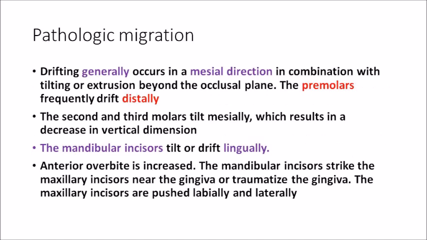The drifting usually occurs in a mesial direction. We all know this. When the tooth is erupting also, the eruptive force is mostly in a mesial direction. When there is a missing 6, you have seen the 7 extruding and mesially migrating into the space. But the premolars frequently drift distally, right? The second and the third molars tilt mesially, and this also results in a decrease in the vertical dimension.